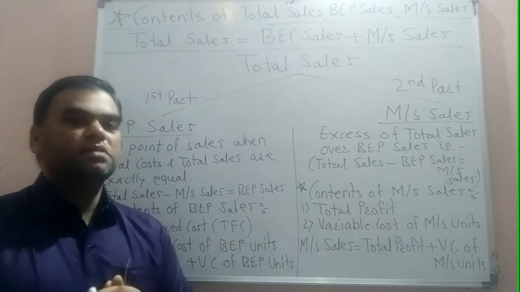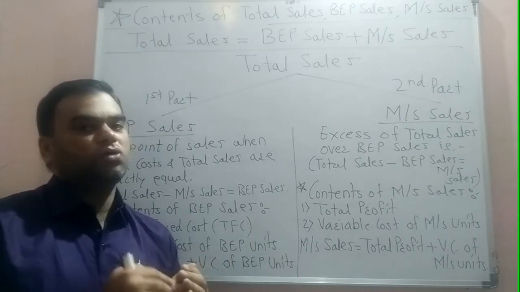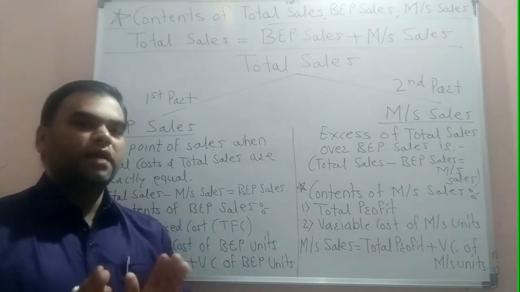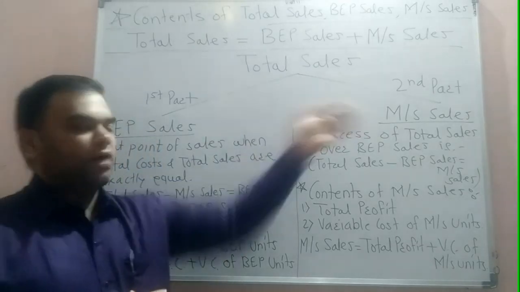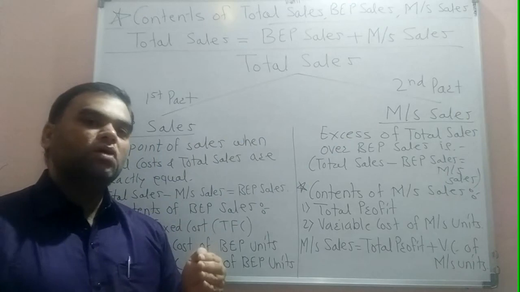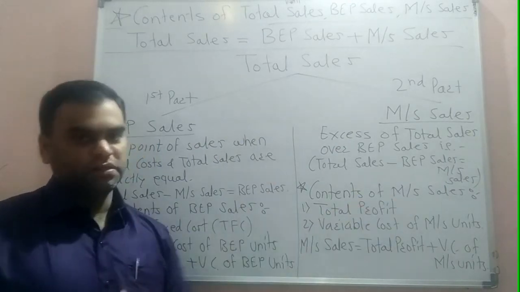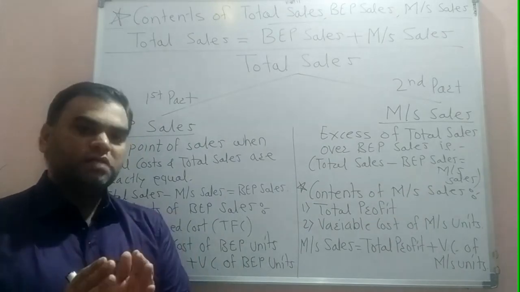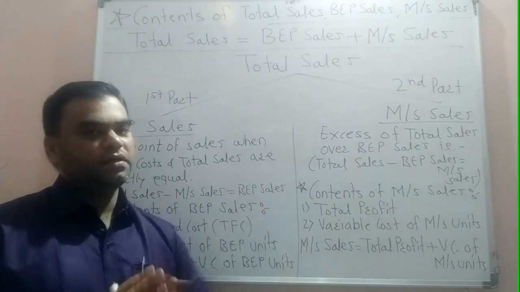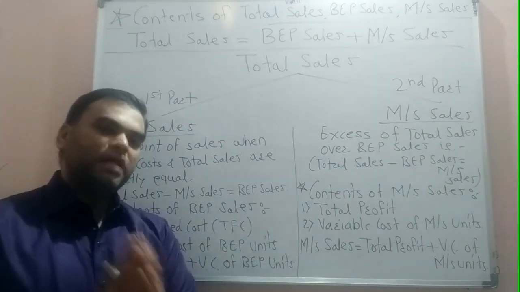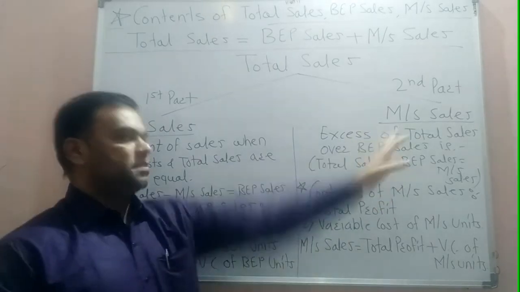What is meant by BEP sales? The point of sales where our total sales and total costs are exactly equal. That sale is known as BEP sales. Then margin of safety sales: the excess of total sales over BEP sales is called margin of safety sales. Or we can say total sales less BEP sales is equal to margin of safety sales, the remaining part.